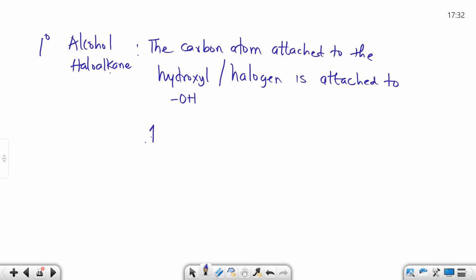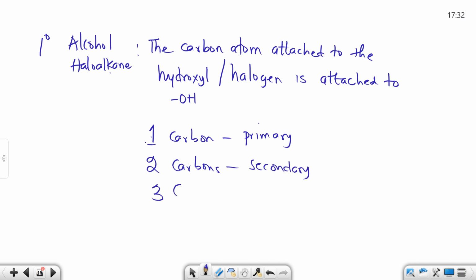Okay, let me do this. 1 carbon, I think I can just do this. Primary. Let's use one definition for all. 2 carbons. I hope you see what I'm doing, right? Secondary. And what? 3 carbons. Tertiary. Did it make sense? We could also have primary haloalkane, secondary haloalkane, or tertiary haloalkane.